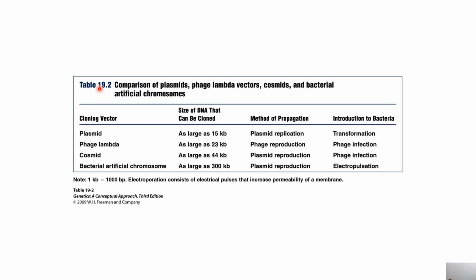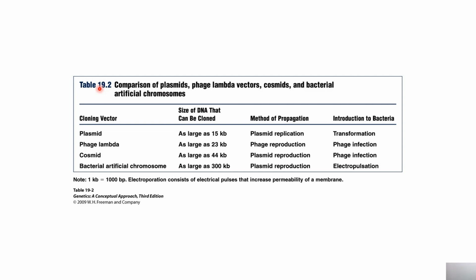Now, comparison of plasmids, phage lambda vectors, cosmids, and bacterial artificial chromosomes. Plasmids are as large as 15 kb, okay, and their method of propagation will be plasmid replication, and their introduction is by bacterial transformation. Phage lambda will be as large as 23 kilobase pairs, whereas cosmid as large as 44 kilobase pairs. Phage lambda will go through phage reproduction and phage infection mechanism, whereas cosmid will go through plasmid reproduction and phage infection mechanisms.